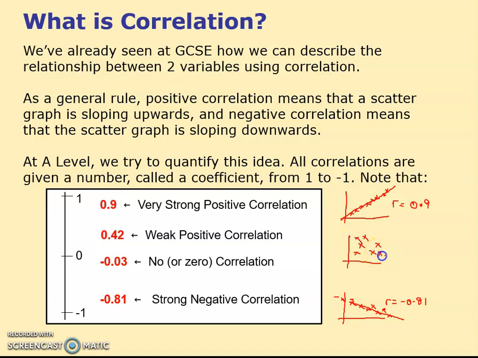And anything in between, well, if it's all hickledy-pickledy and there's no obvious pattern, that would be this r equals minus 0.03 kind of thing. Well, it could be anything, but it's very, very low. The closer you are to 0, the less correlation you have. And the letter, as I've already said, is r, and that's the letter we use for correlation.